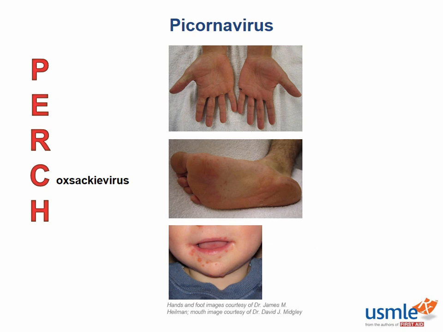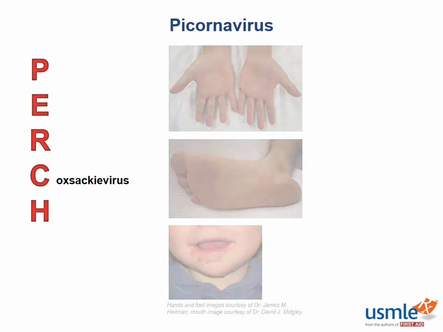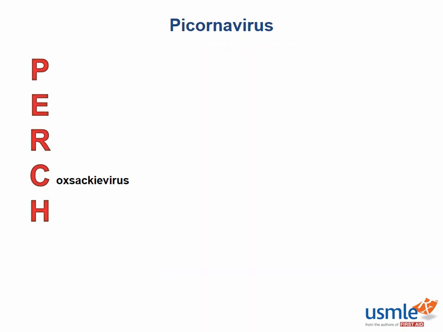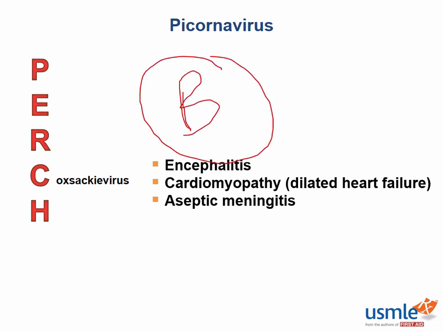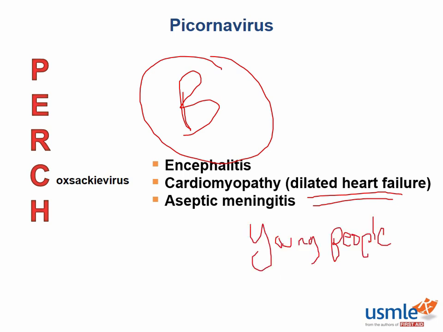Very good. The Coxsackie B virus, on the other hand, is responsible for 3 important diseases, including encephalitis, cardiomyopathy, and aseptic meningitis. This is Coxsackie virus B. The cardiomyopathy caused by Coxsackie virus B actually is fairly significant. It can cause a dilated heart failure that is most pronounced and the most common cause of congestive heart failure in young people.